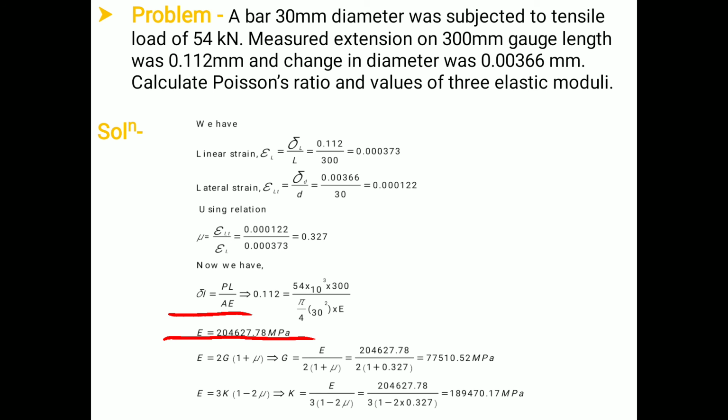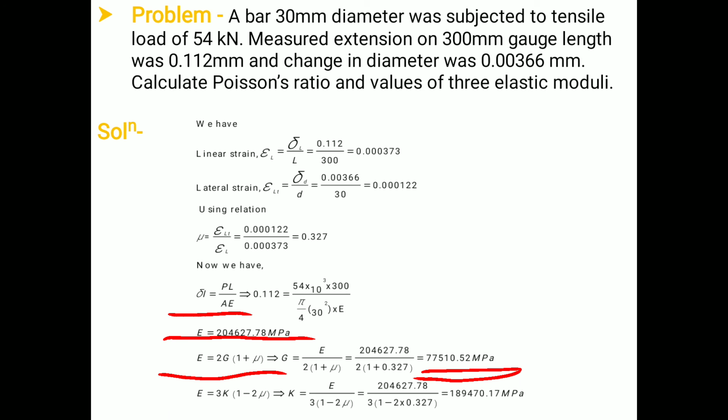This value of E we have found by using the formula delta L equal to PL by AE. Once you know the value of E, we can easily find out the value of G also. We have the relation E equal to twice G into 1 plus mu. Therefore, G is equal to E upon 2 into 1 plus mu. On putting all the values of E and mu, which we have already derived, we have the value of G, which is equal to 77510.52 MPa. So this is the second value of elastic moduli.